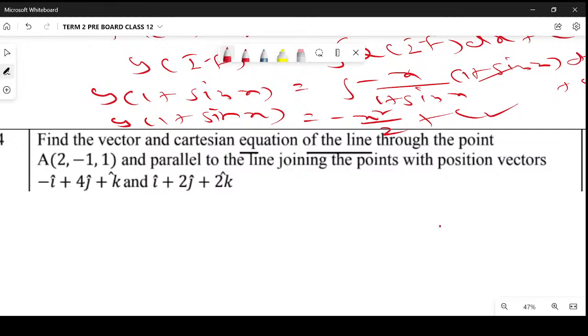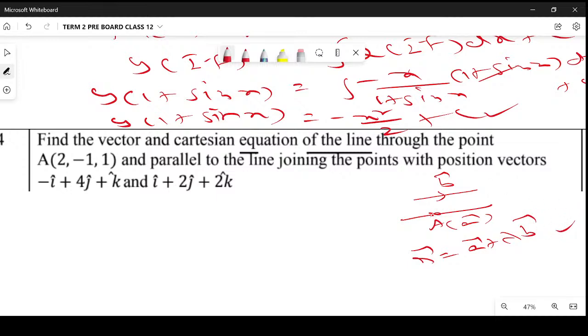Suppose they are asking a vector and Cartesian equation of a line. This is the line equation. So passing through point A, they are given, and parallel to another vector B bar is given. So this point position vector is A bar. Then this line equation will be R bar equal to A bar plus lambda B bar, where lambda is a scalar.